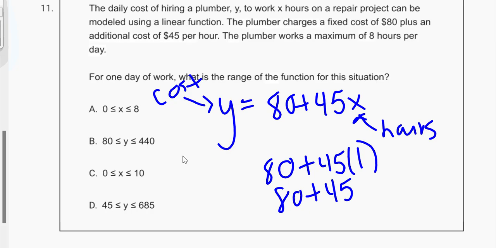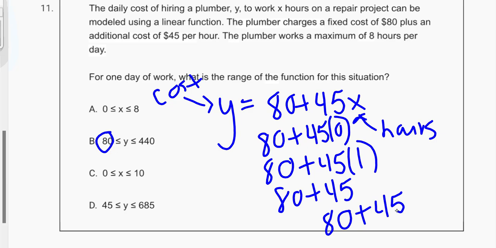Oh, I'm sorry. Okay, that's for 1 hour, but actually they can work 0 hours. So we're going to have 80 plus 45 times 0. So the least amount of money we can make is $80 if they work 0 hours. So maybe the plumber just showed up and had a cost of $80, but they didn't have to do any work. And then the most they can work is $80 plus 45 times 8 hours, which would be $440. So B is going to be my answer.